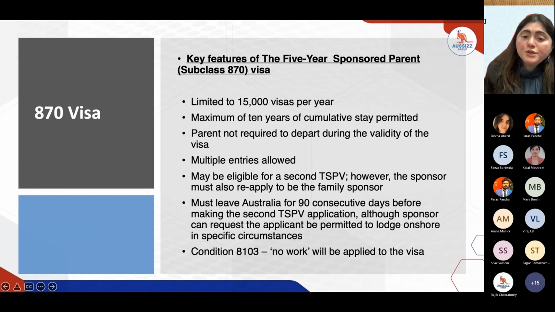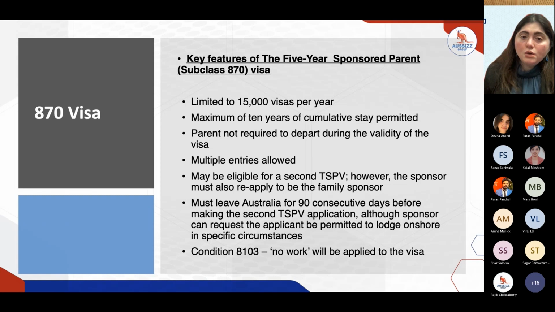However, you need to make sure that if you're lodging a second application, you must leave Australia for 90 consecutive days before making the second temporary sponsored visa application. However, there have been cases where the department has waived this condition, so you need to ask for permission from the department.